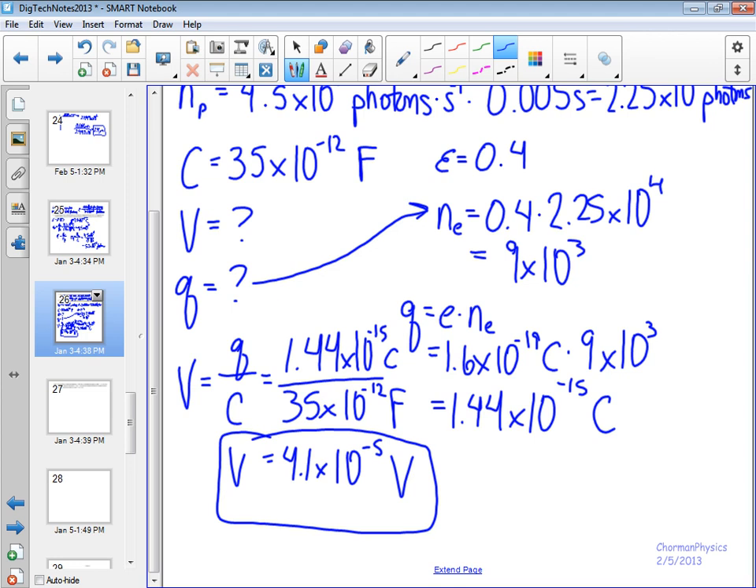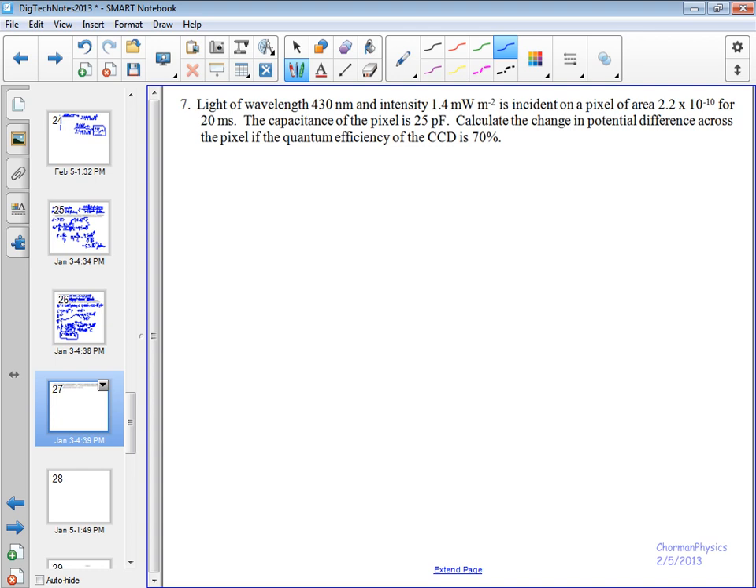Okay, that's it. So that's a good example of a question you may be asked on an IB test for CCDs. If you want to try number 7 on your own, that would be good. We will do it in class. I will give you the answer right now. The voltage you should end up with, the potential difference across the pixel, should be 6.0 times 10 to the negative 5th volts. And in the next video, we'll talk about magnification and resolution with taking pictures from CCDs.